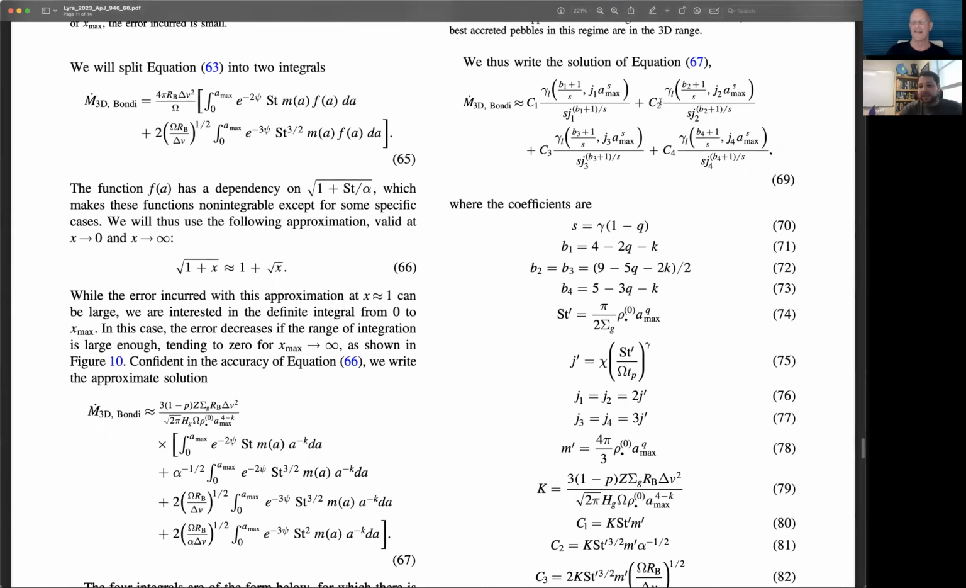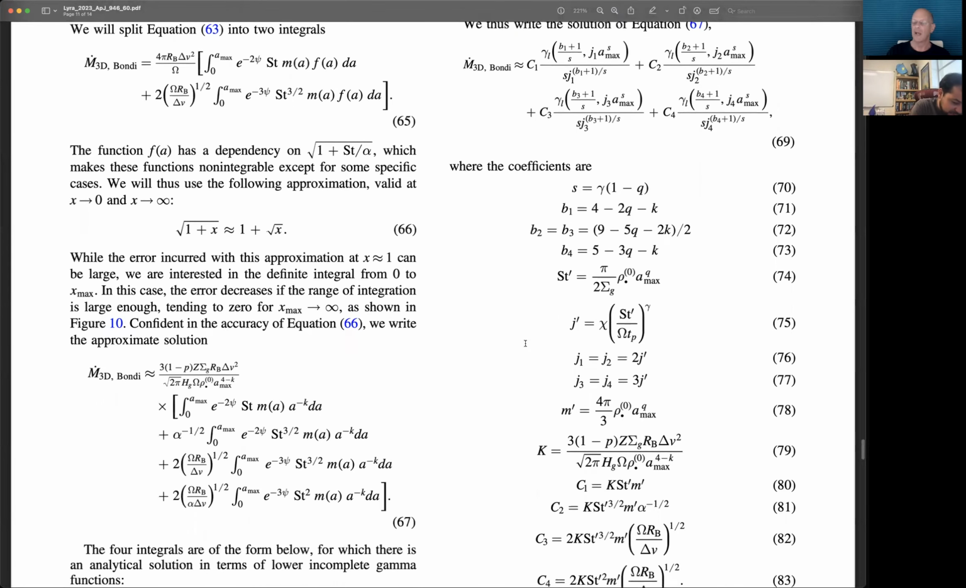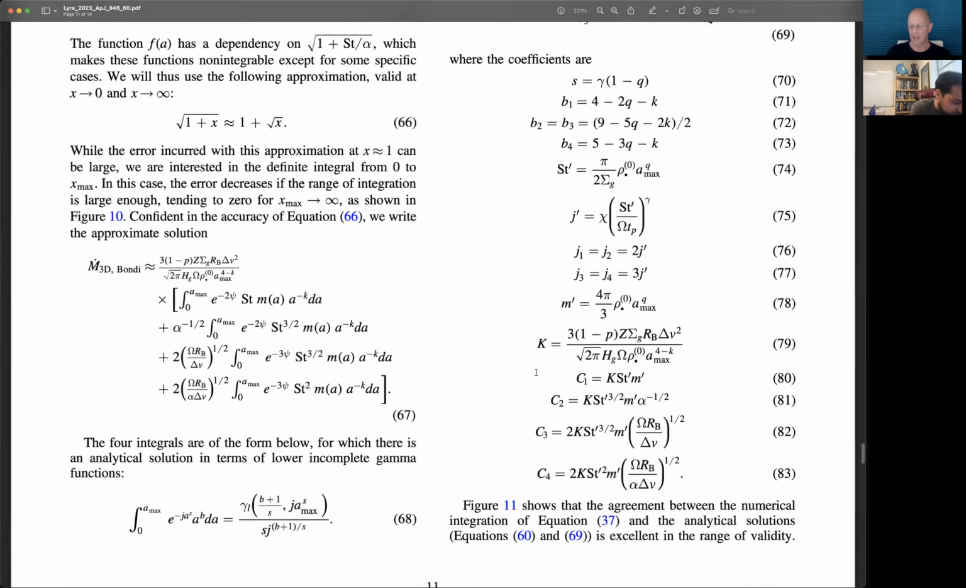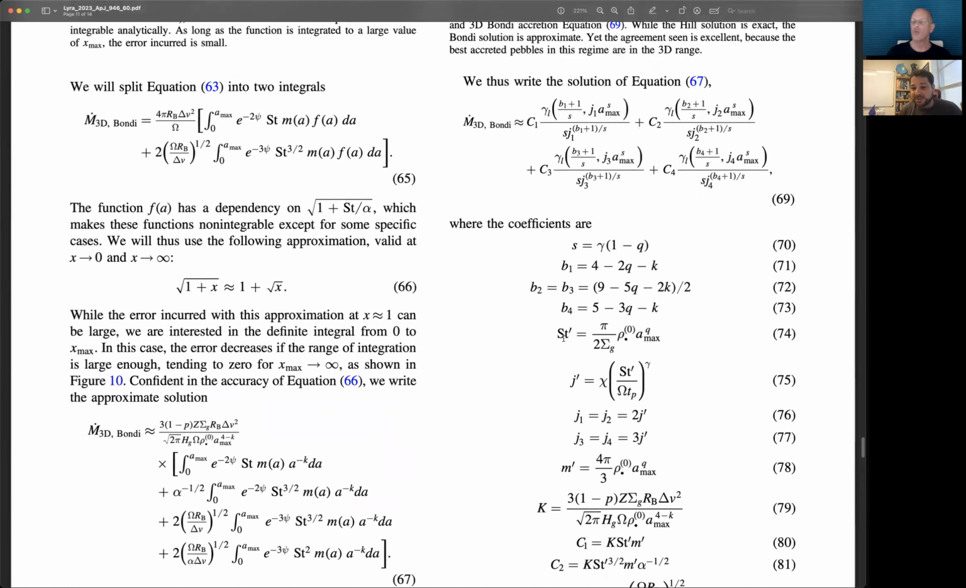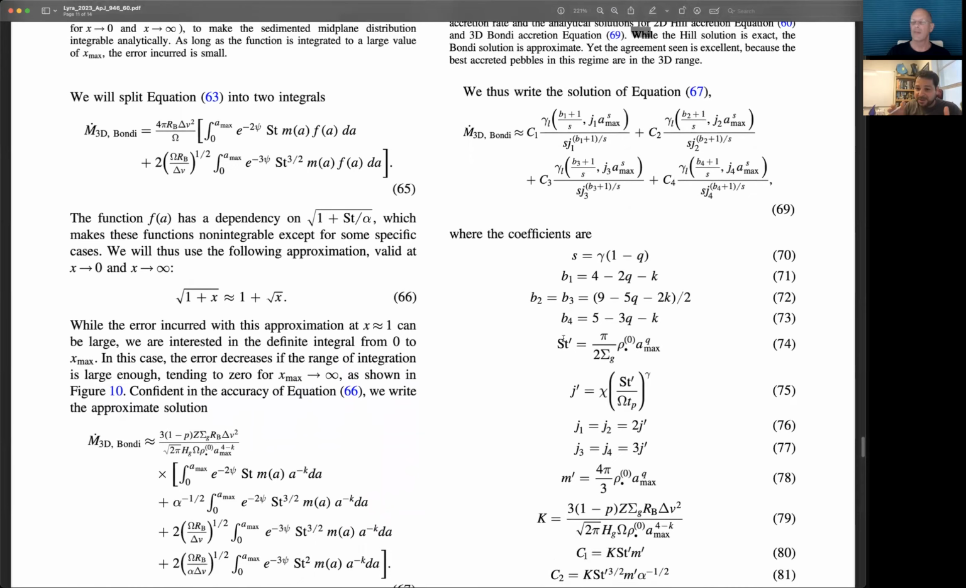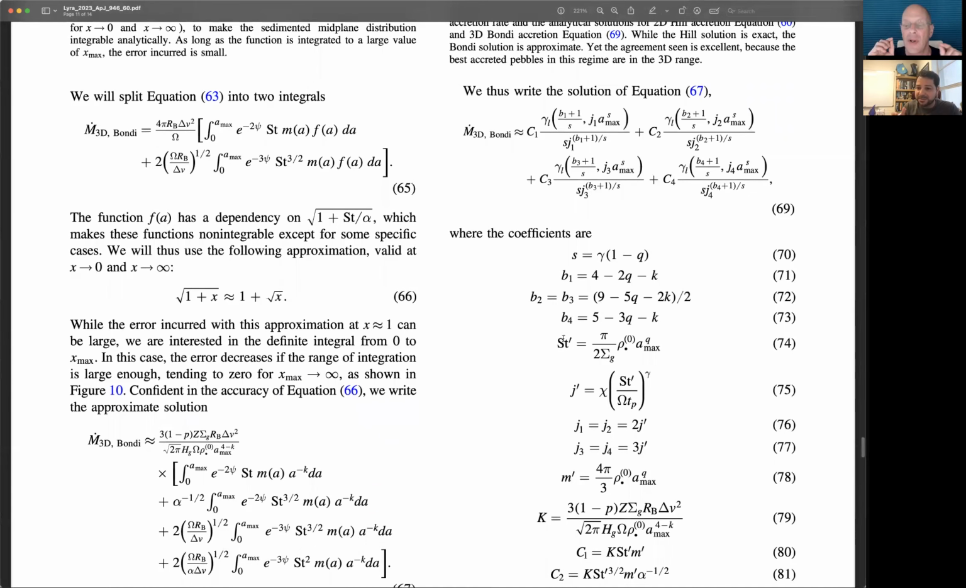So all these incomplete gamma functions and then the coefficients. The coefficients that go in there are from equation 70 to equation 83, so these are the coefficients you plug into equation 69. I was so happy when I found that this works. When I plotted equation 11, I saw that I could reproduce the numerical accretion rate perfectly. I was so happy with that.